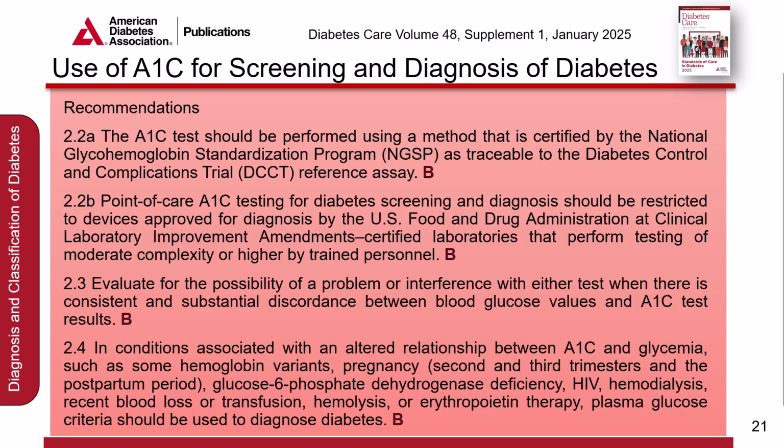2.3. Evaluate for the possibility of a problem or interference with either test when there is consistent and substantial discordance between blood glucose values and glycated hemoglobin test results. Level of evidence B. 2.4. In conditions associated with an altered relationship between glycated hemoglobin and glycemia, such as some hemoglobin variants, pregnancy, second and third trimesters, and the postpartum period, glucose-6-phosphate dehydrogenase deficiency, human immunodeficiency virus, hemodialysis, recent blood loss or transfusion, hemolysis, or erythropoietin therapy, plasma glucose criteria should be used to diagnose diabetes. Level of evidence B.